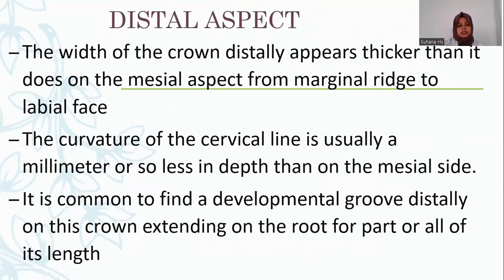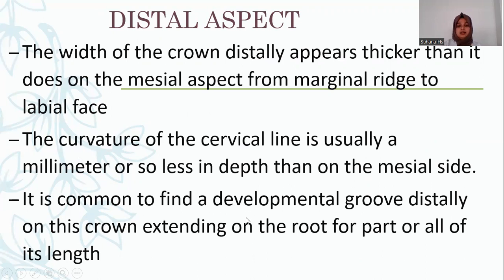Next is the distal aspect. Here, the crown distally appears thicker than in the mesial aspect, and the curvature of the cervical line is usually a millimeter or less than that of the mesial side. The common thing is the developmental groove, which is seen distally on the crown and extending onto the root part of the tooth.